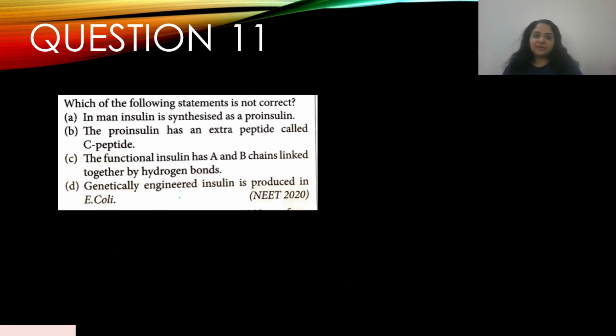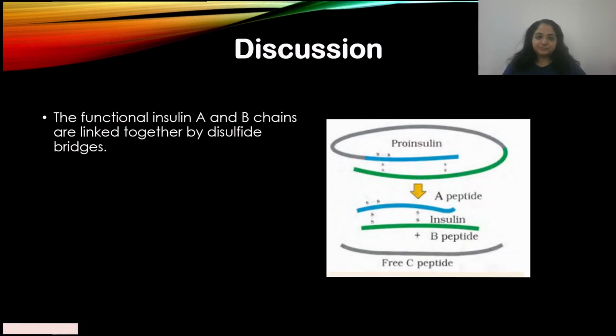Okay, so question number 11. Which of the following statements is not correct? This appeared in NEET 2020. A. In man, insulin is synthesized as a proinsulin. B. Proinsulin has an extra peptide called C peptide. C. The functional insulin has A and B chains linked together by hydrogen bonds. D. Genetically engineered insulin is produced in E. coli. To find the incorrect statement, that is C. The functional insulin has A and B chains linked together by hydrogen bonds. That is incorrect. So the answer is C.